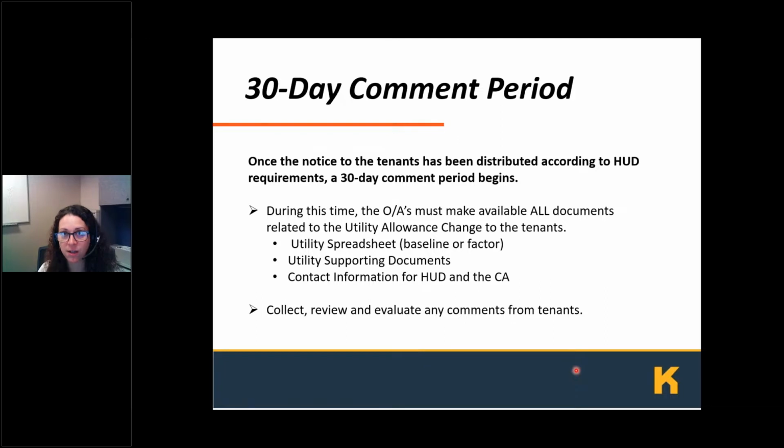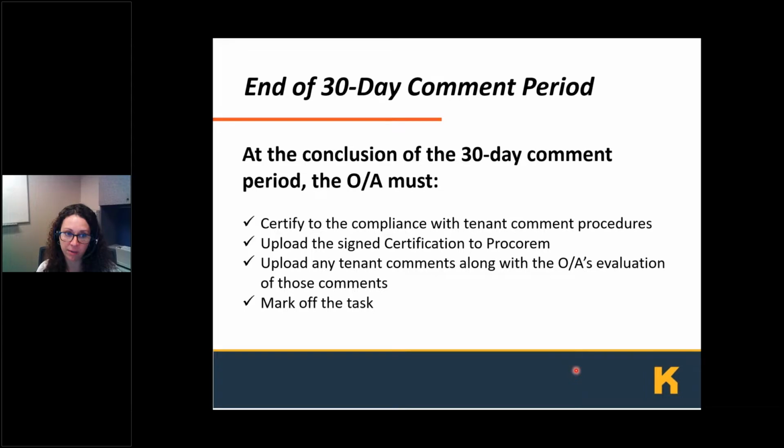During this 30-day period, you're also going to be collecting any comments from tenants. So if somebody comes into the office or calls up, saying, I don't understand what's going on. Why is this changing? What is it doing to my rent? I don't like it. Take down those comments, talk to them, have a conversation, evaluate if it's a pretty severe concern. If you need to talk through it with us, give us a call. We'll talk through that with you. You need to collect those and keep a record of any of those comments. That's important because it's going to lead us to the end of that 30-day comment period.